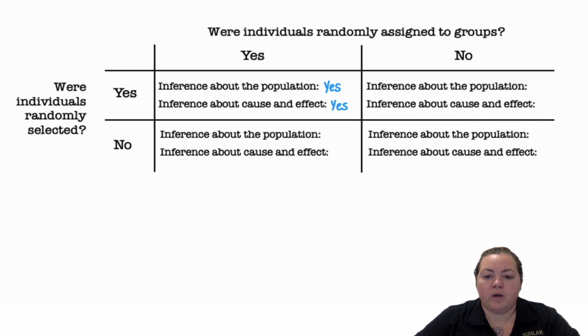If I had random selection but not random assignment, I can make inferences about the population, but I can't make inferences about cause and effect. If I had random assignment but not random selection, I could not make inferences about the population, but I can make inferences about cause and effect. And if it's neither, I cannot make inferences about the population, nor can I make inferences about cause and effect.